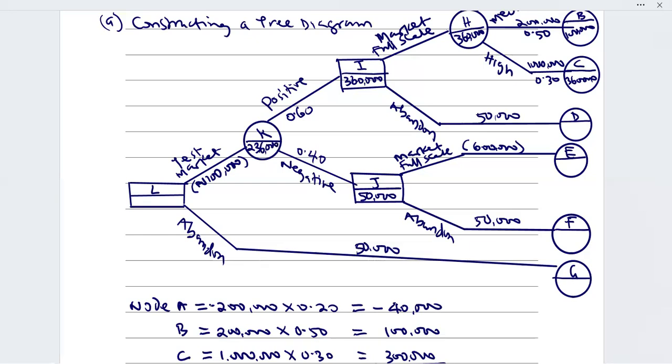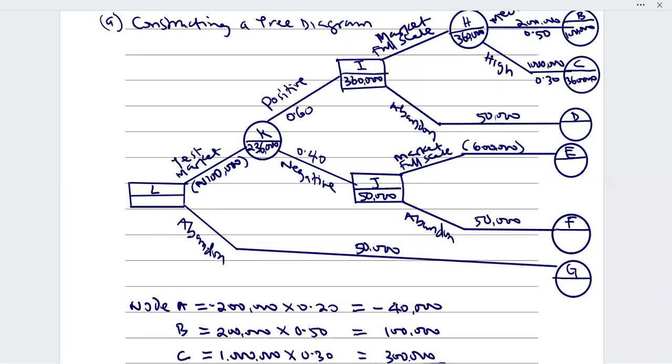Now, there's a choice to be made between node K and node G under L. L is the final node. Node L is the final node. That's where you have the final decision to be made. And the choice is between node K and G. That is whether to test market the product or abandon it.